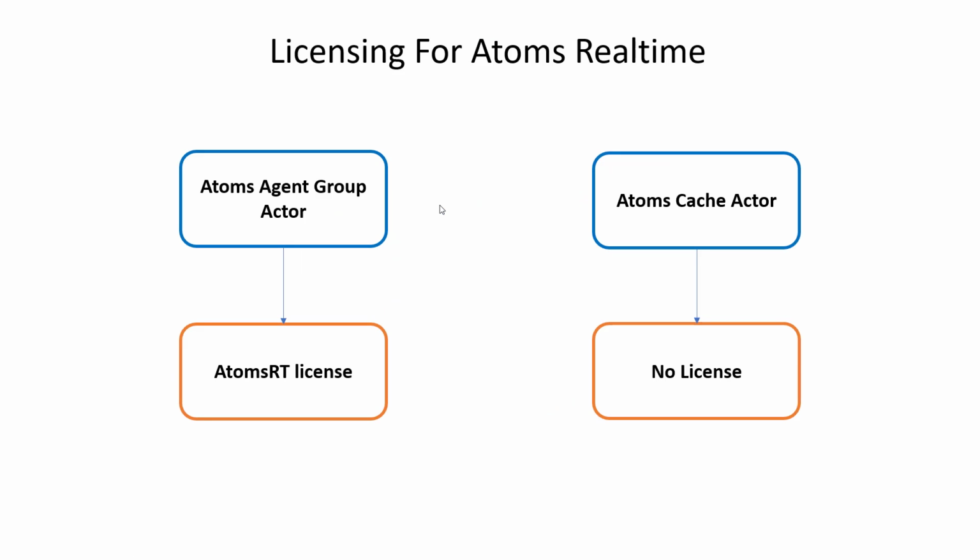So for Atoms Real-Time, we have just one single license, as we said already, and it's the Atoms RT. Usually these licenses get checked out when you create an agent group, in this case Atoms RT. If you create an Atoms Cache Actor, that is license free, so there's no license required. It's important to know though that if you have an Atoms RT PLE license, whenever you create assets like agent types and so on, they get marked in a certain way so that they can't be used with the full Atoms RT license.